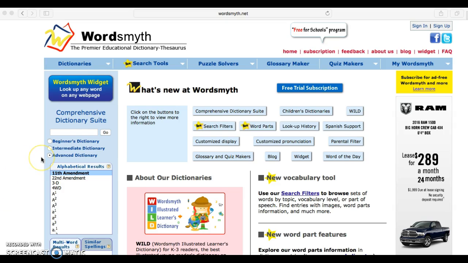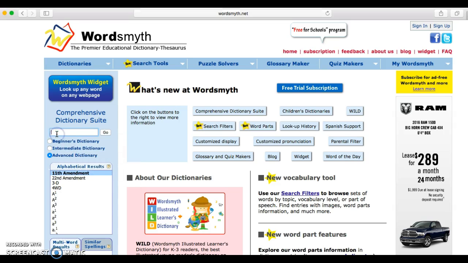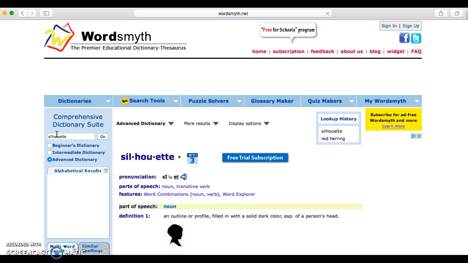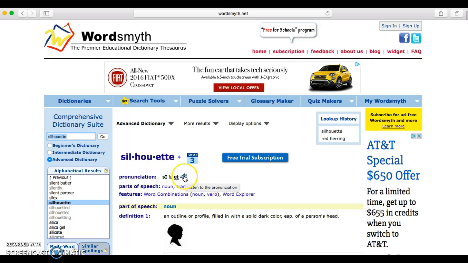Okay, so this gives definitions and synonyms. Recently I gave them an assignment where they needed to look up vocabulary words that are related to the book we were reading. One of the words was silhouette, right there. So then it even helps them when they're spelling it. Okay, so is this the word that is actually it? So then it's pronounced. How to pronounce it? Silhouette.